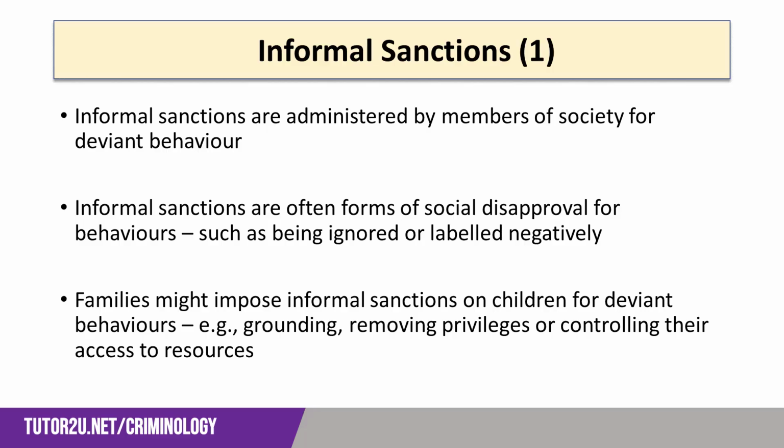Informal sanctions are usually administered by individual members of society when we undertake deviant behaviour. This includes our family, friends, teachers, and others we come into regular contact with. This could include being ignored or shamed. It can involve being told off. It could involve being labelled as a troublemaker, which in turn has other consequences on our behaviour.